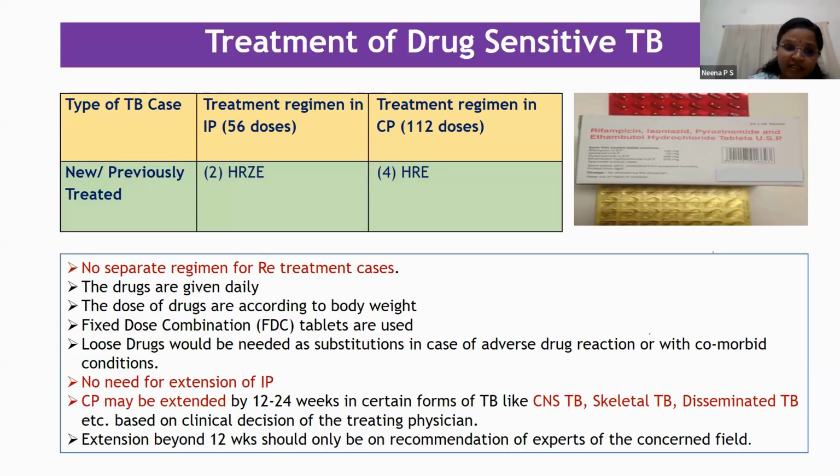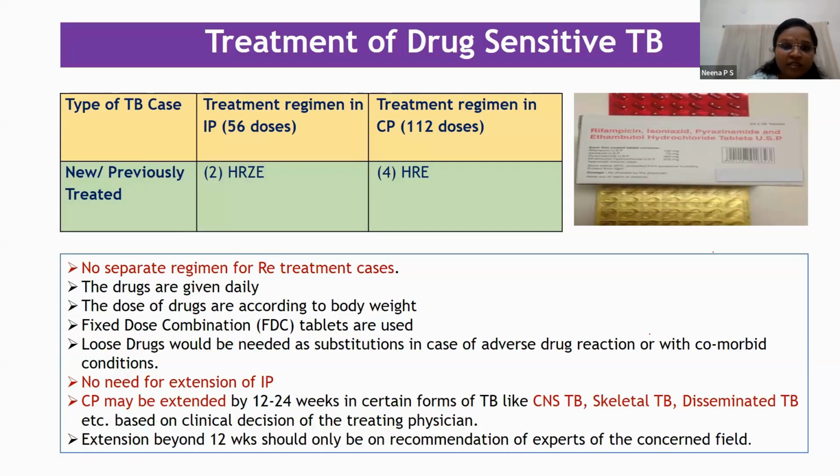Even though internationally this FDC is not recommended, the NTEP program prefers it to prevent the concealed tablet. That means you might have seen that many of the patients, when you give the loose drugs, the rifampicin, that red tablet, the patient won't be interested to take. Paracetamol is a big tablet; he's finding it difficult to swallow it. So there's a chance of picking up the tablet, and that is called concealed tablet. To avoid that and prevent the emergence of drug resistance, the program endorses the FDC tablet.